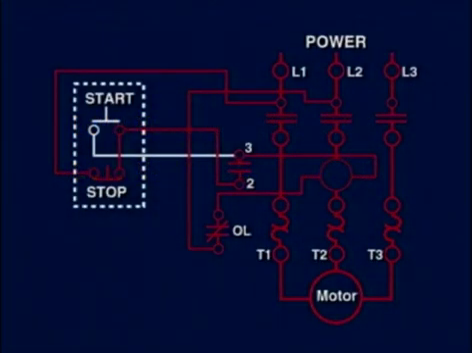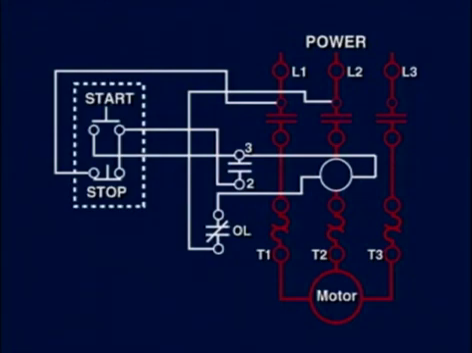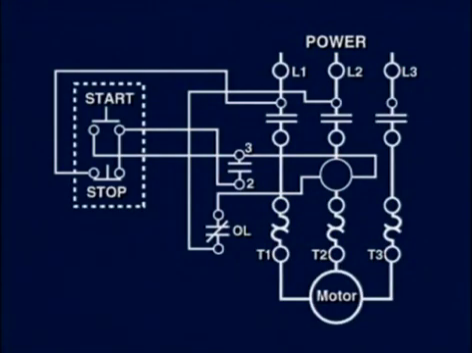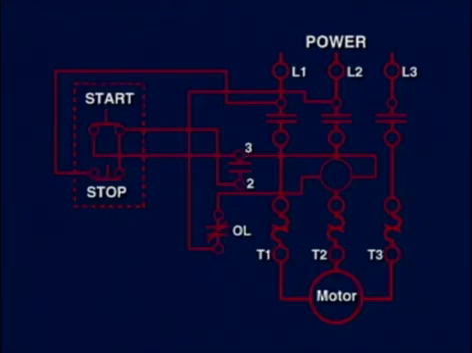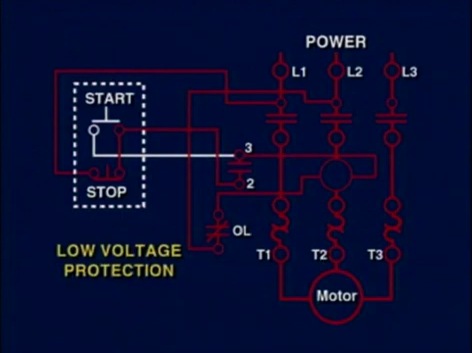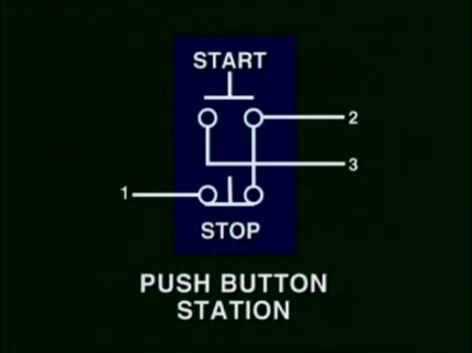If the control power is lost, the starter coil will drop, therefore turning off the motor, providing the low voltage release. If the control power comes back up, then the circuit will not turn on the motor unless the operator again presses the start push button. So this circuit is providing the low voltage protection by not allowing the motor to turn back on automatically without operator intervention. The 3-wire circuit can also be visualized in the standard push-button station used for 3-wire control.